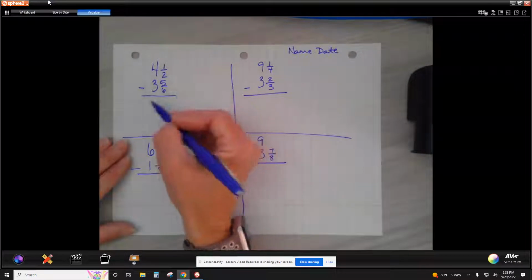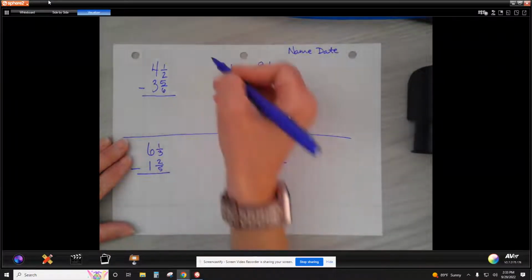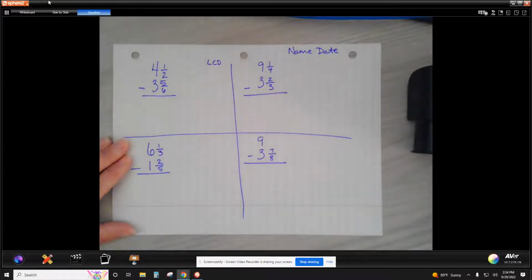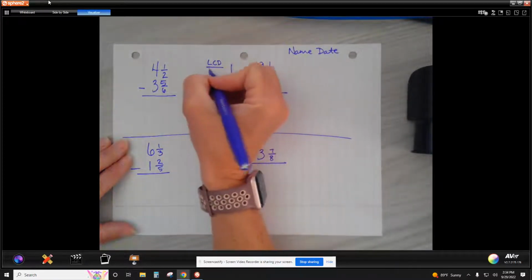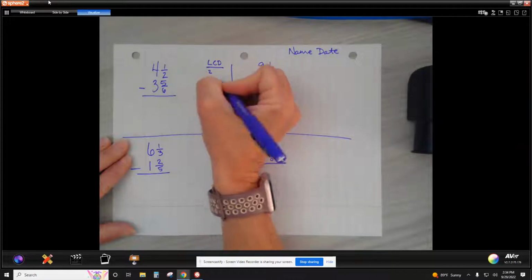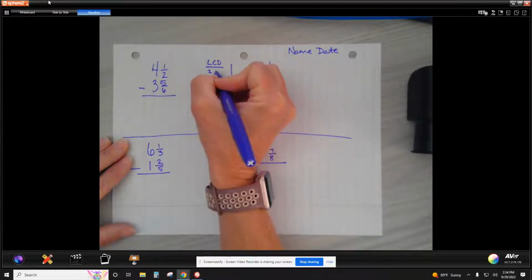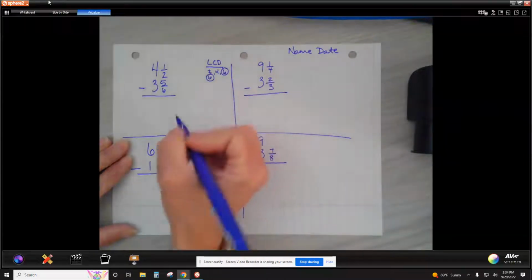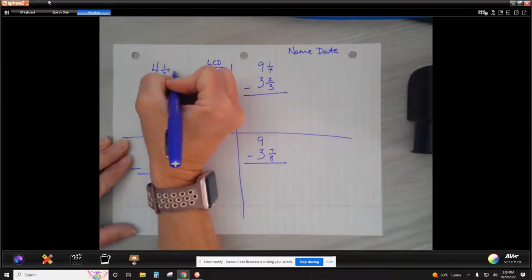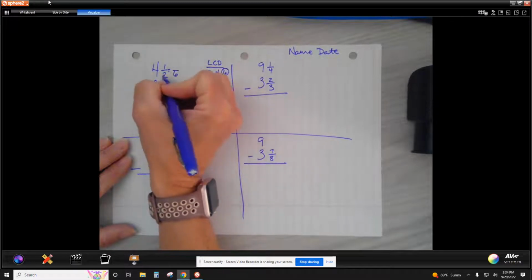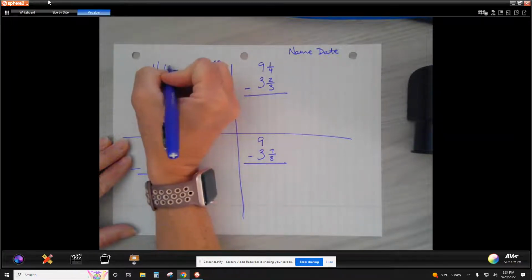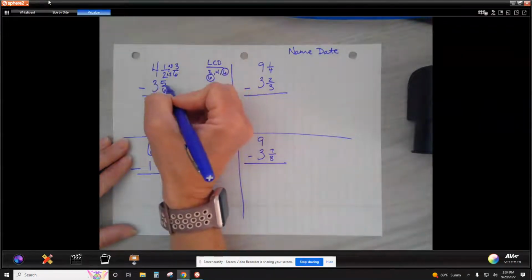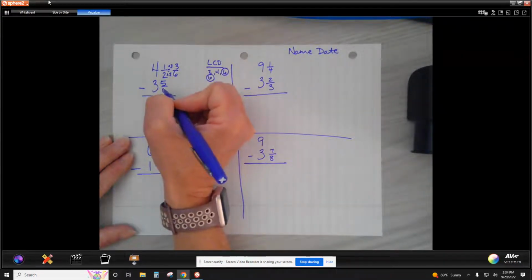I saw today a lot of you guys did not find the least common denominator for your subtraction problems. You always have to start with your LCD. The least common denominator of 2 and 6 is 6. So I convert this to 6 first. 2 times 3 is 6. 1 times 3 is 3. Now I have a problem because 3/6 minus 5/6 isn't going to work.